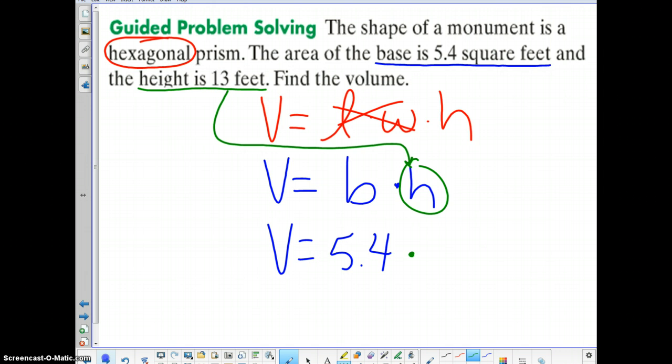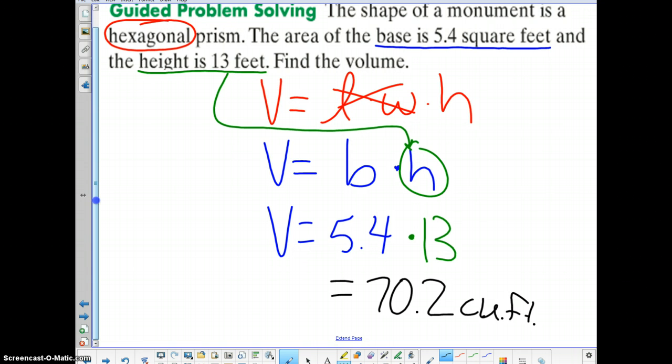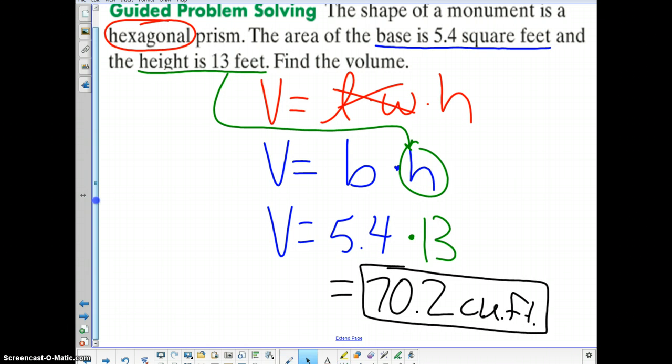So 5.4 times 13. Really, we just have two numbers to multiply together for this problem. So volume equals base times height. If you were to multiply out 5.4 times 13, that would equal 70.2 cubic feet. 70.2 cubic feet. That would be the volume of the monument that is a hexagonal prism.